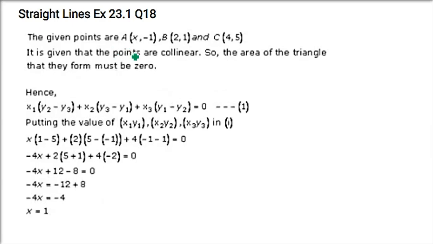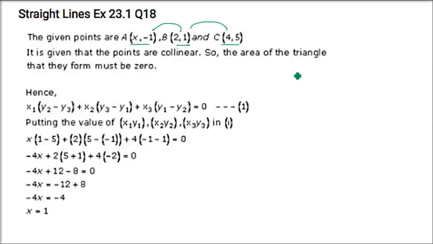Now you have 18. This is also an NCERT question. Find the value of x for which the points x, minus 1, 2, 1 and 4, 5 are collinear. So x comma minus 1, 2 comma 1, and collinear means what? So the thing is the slope of AB equals slope of BC. Now this type of question we have already done. We have seen a solution of this. Now this solution also can be done like this.